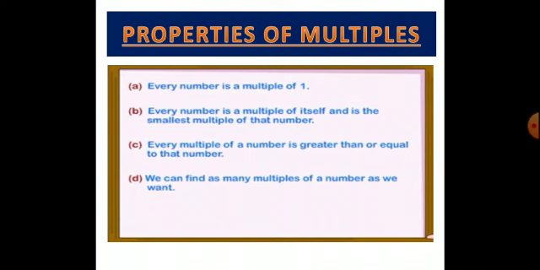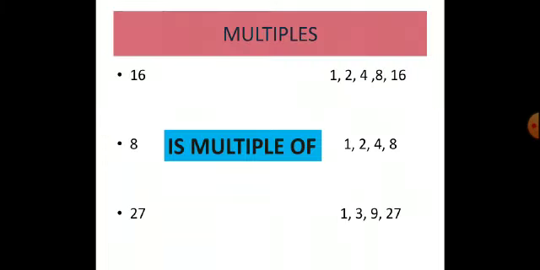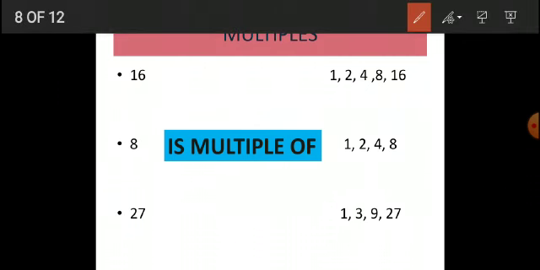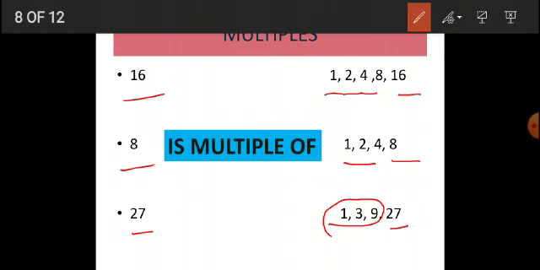Every multiple of a number is greater than or equal to that number. Again, look at the example. Here you can see that 16 is greater than or equal to these numbers. 1, 2, 4, 8 are less than 16 and 16 is equal to 16. Similarly, 1, 2, 4 is less than 8 and 8 is equal to 8. In this also 1, 3, 9 is less than 27 and 27 is equal to 27.